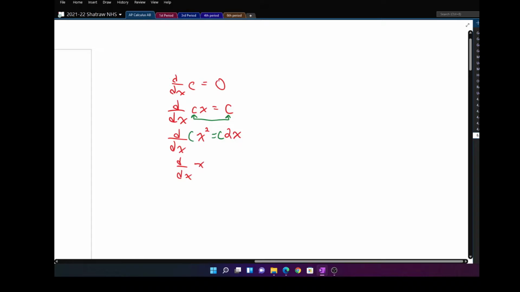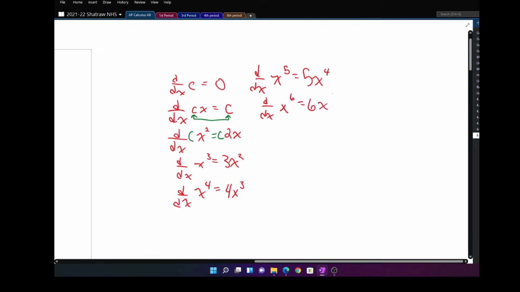Take the derivative of x cubed, and you get 3x squared. Take the derivative of x to the 4th, and you get 4x cubed. Take the derivative of x to the 5th, and you get 5x to the 4th. And take the derivative of x to the 6th, and you get 6x to the 5th.